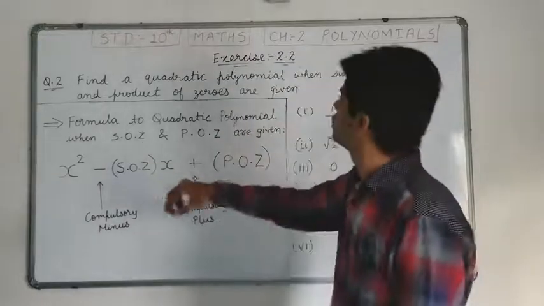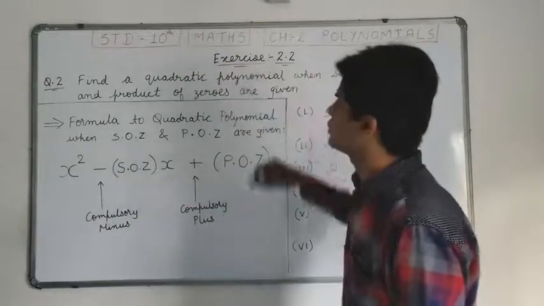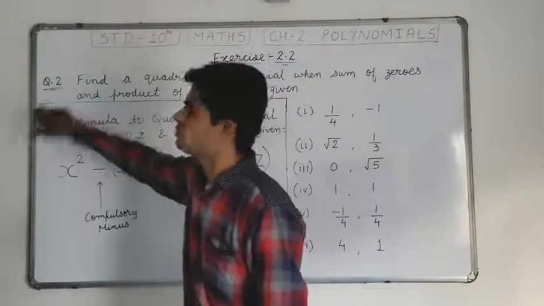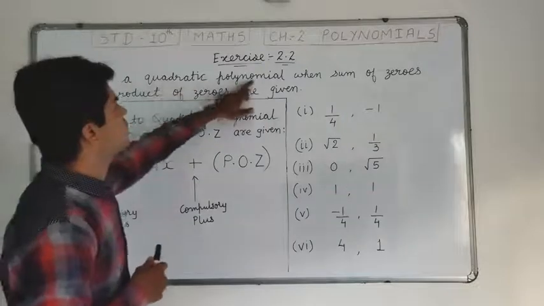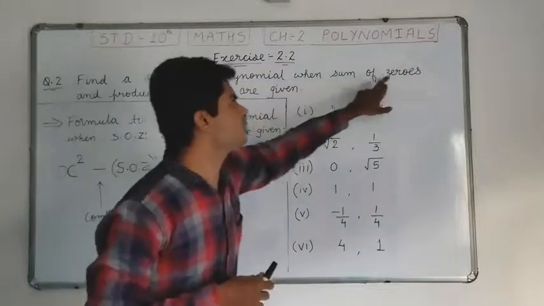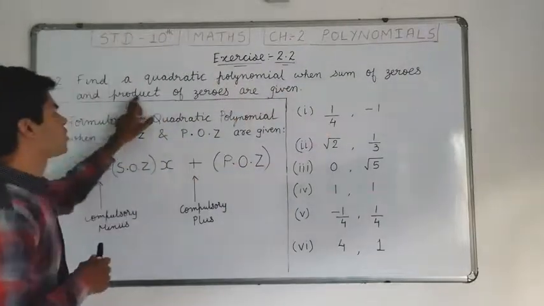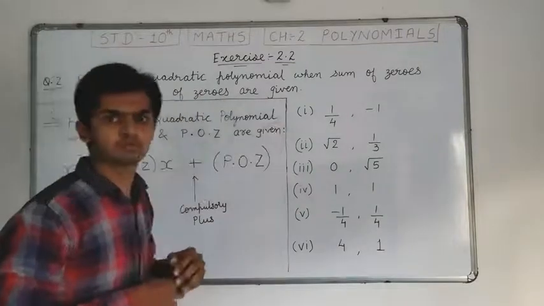Hello students, today we will complete this exercise 2.2, question number 2. What is that? Find a quadratic polynomial when sum of zeros and product of zeros are given.